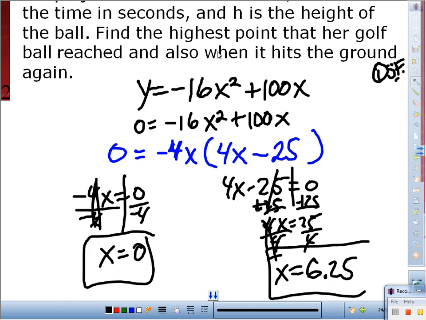So let's look at the question. It says, find when the ball hits the ground. Okay. So let's picture this. They hit the golf ball. Here it goes. It starts here and it ends here. Tell your neighbor which one is which from what we got and what does that mean.